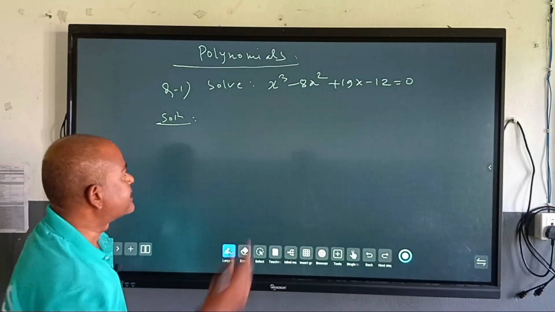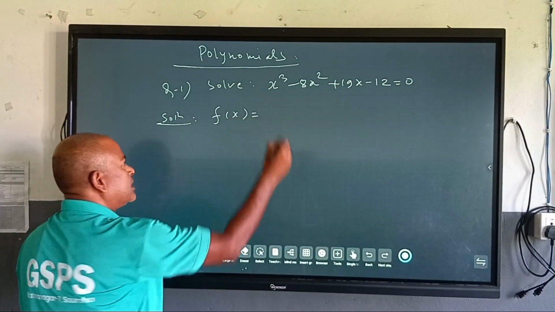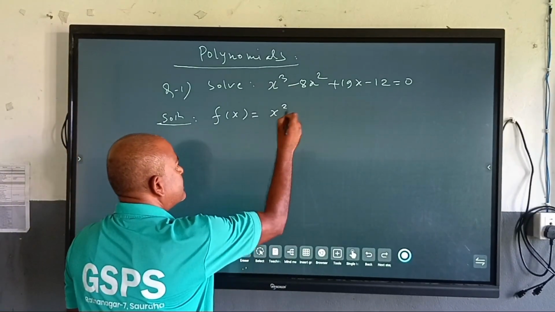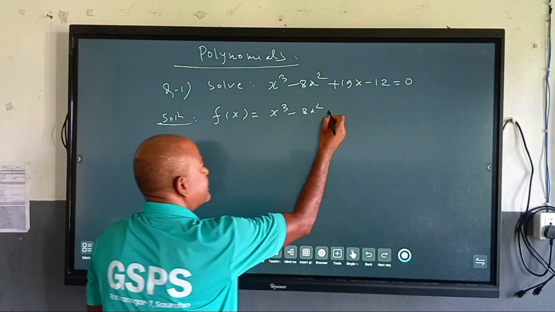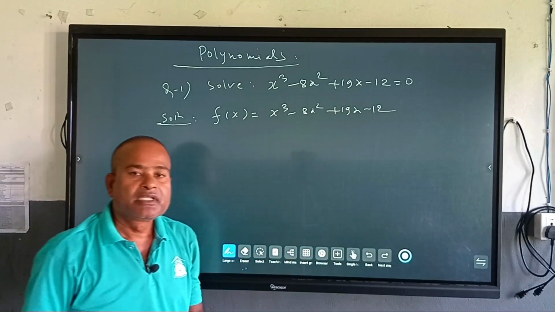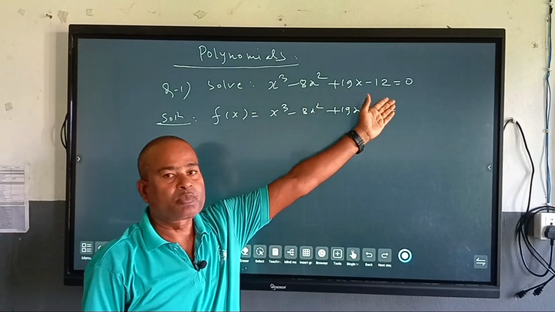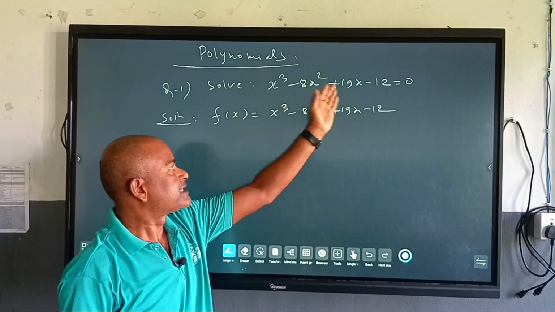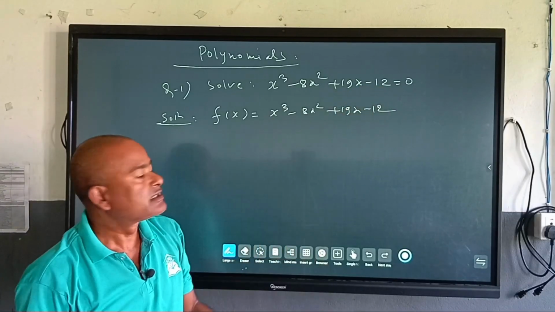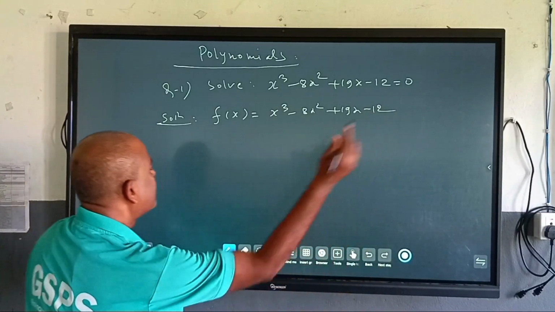Dear students, the first step is we have to suppose the given polynomial as f(x). Let f(x) equal x³ minus 8x² plus 19x minus 12. At first we suppose the given polynomial x³ minus 8x² plus 19x minus 12 equals f(x). The value of f(x) is equal to 0.